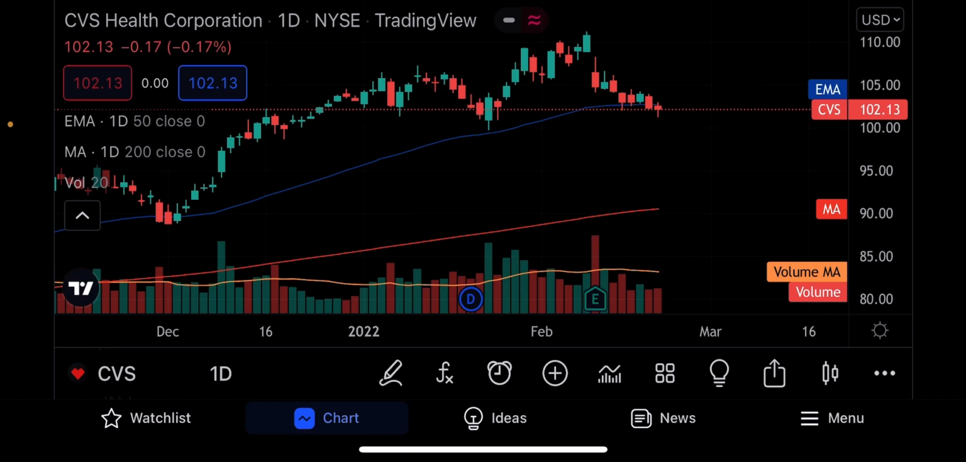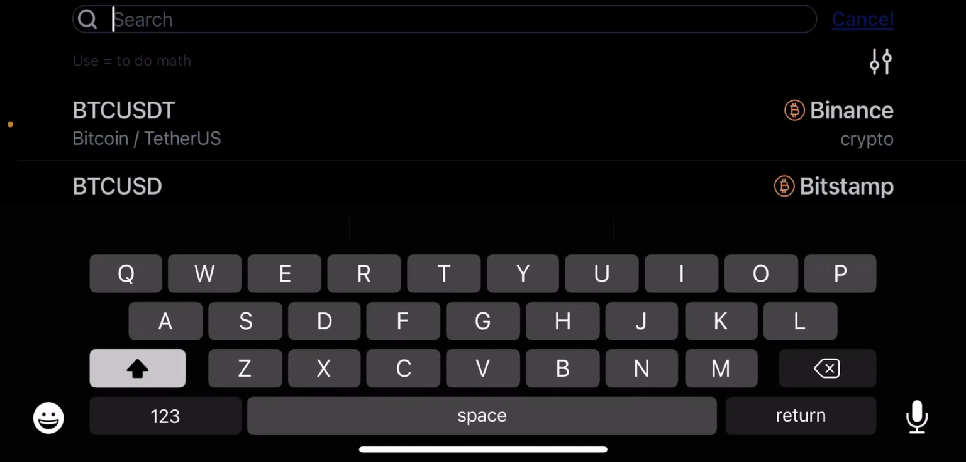CVS, hanging on to the 50. It's had one bounce on the 50, you can see to the left. Now go back to your left again, down, follow the candles, and you can see support on the 50. So CVS, if it bounces off the 50, there's a stock to buy. Remember when we were following CVS at $75 and $80? Now it's up to 102.